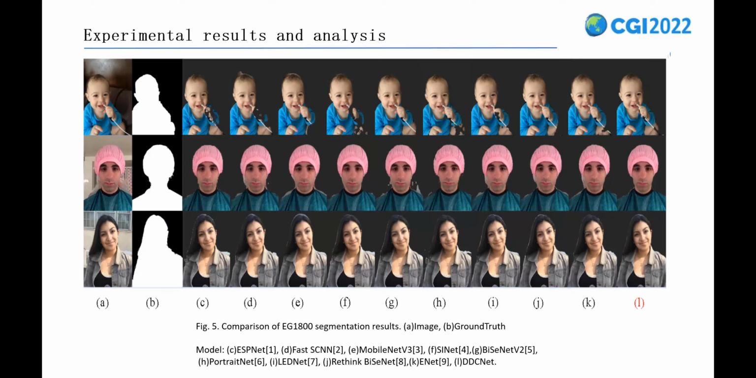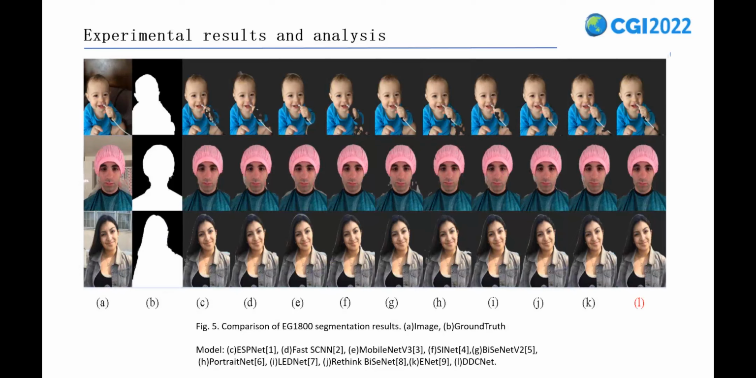We evaluated our network on the public portrait dataset EG1800. Fig 5 shows the visual segmentation results of DDCNet and other lightweight models. When the person in the image is occluded by the object, the segmentation accuracy of the ESPNet, FAST, SCNN, and SINet model near the occluder is affected. MobileNet v3, Rethink BiSeNet, and PortraitNet have obvious phenomena of incorrect classification of pixels in the foreground or background.